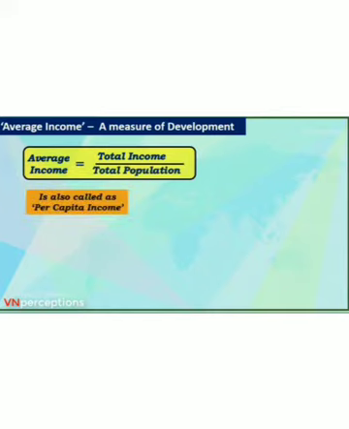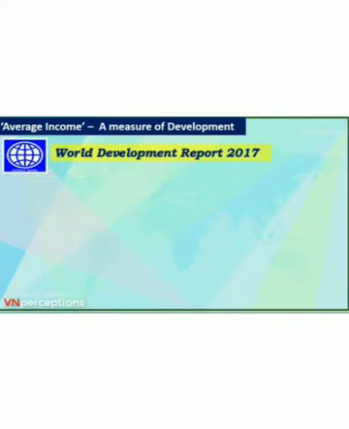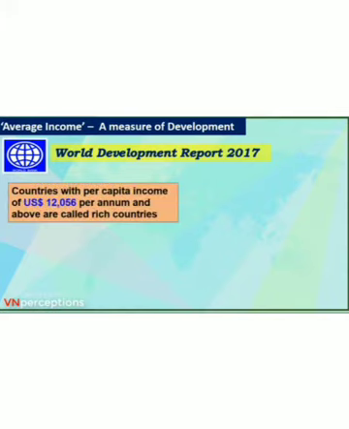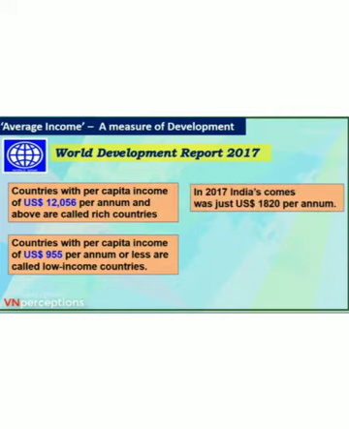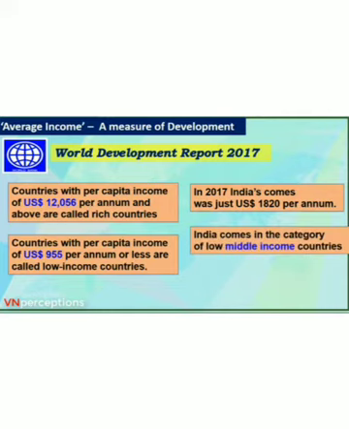Now, according to World Development Report 2017, the countries with per capita income of $12,056 per annum come in the category of rich countries, and countries with per capita income of $955 per annum or less come under the category of low income countries. Then where does India come? India comes in between. That is, India's average income is $1,820 per annum. So India will come under the category of middle income, neither rich nor poor. So this is how the World Bank decides whether a country is developed or not.